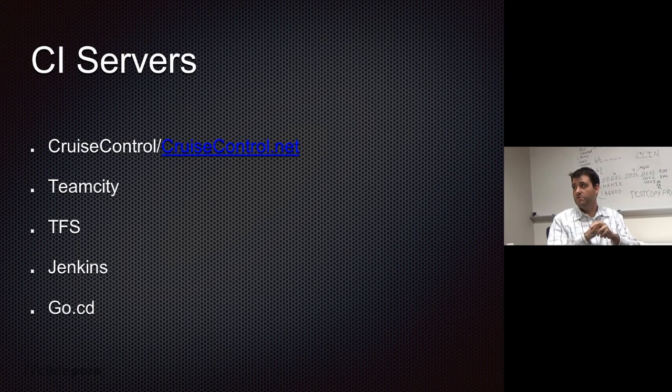For CI servers, there's CruiseControl and CruiseControl.NET. These are more legacy. I wouldn't recommend it, to be honest, because the CruiseControl codebase is actually the base code for GoCD. And GoCD is actually a lot more visual and nicer. With CruiseControl, you had to do a lot of XML configuration in order to get your CI server to work.